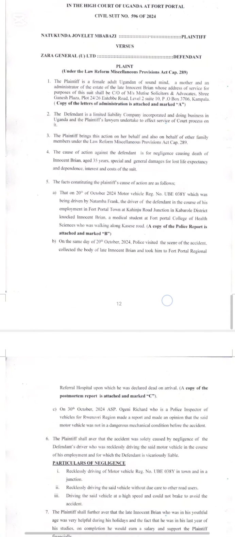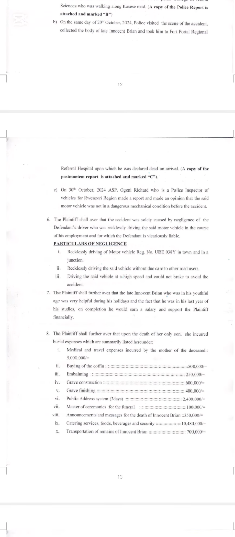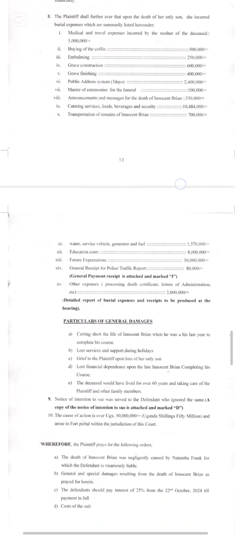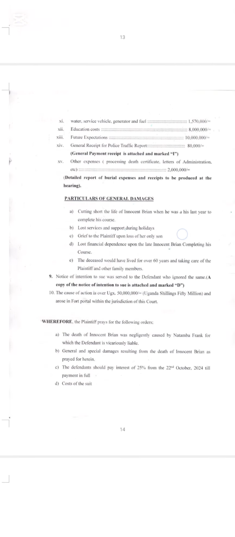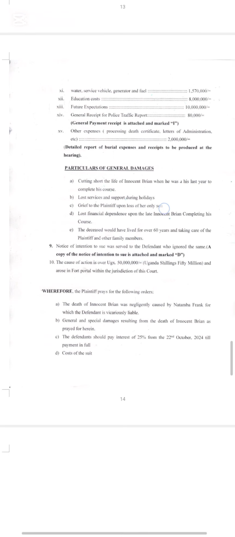So here is the cause of action, and the facts constituting the plaintiff's cause of action. As we can see, the particulars of negligence were very well pleaded, as were the particulars of general damages and the prayers. So basically, that's how you draft a plaint. These plaints are very well drafted. You can always keep them for your reference, because you can never know when you need them.